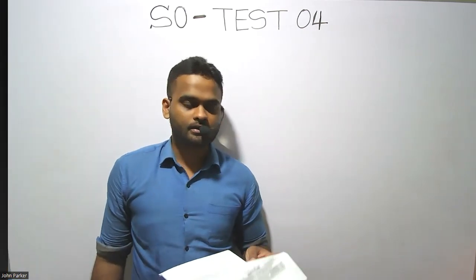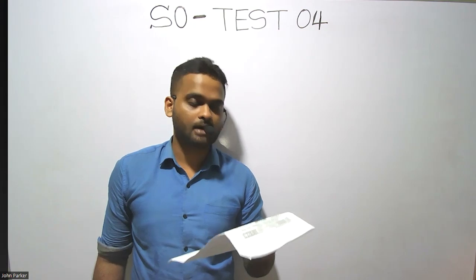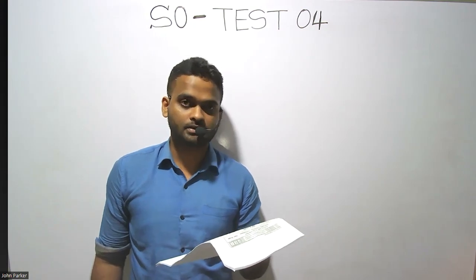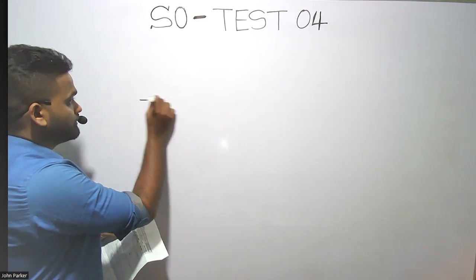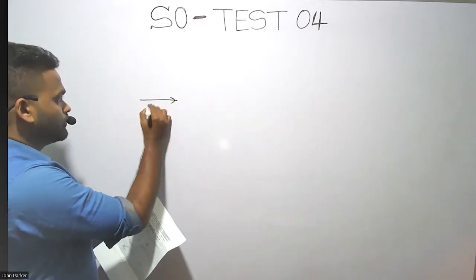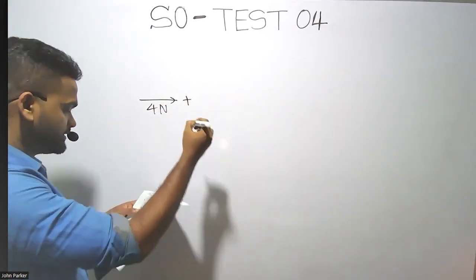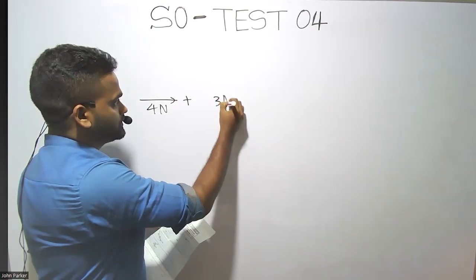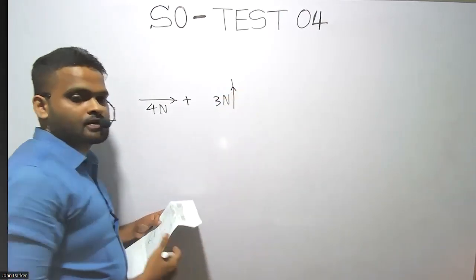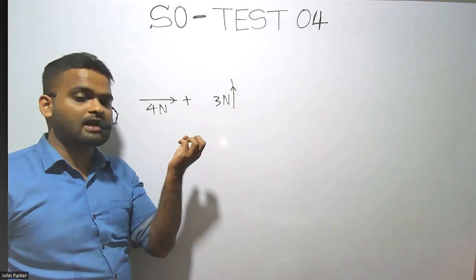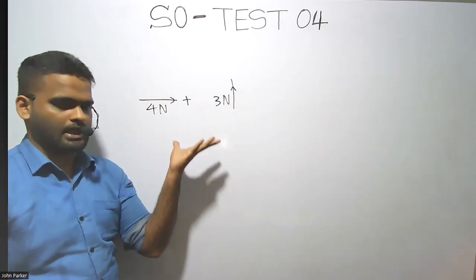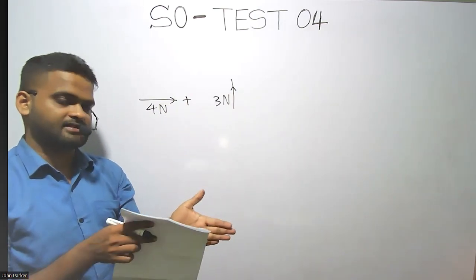Right, third one, find the magnitude of the sum of forces below. These are forces, so they are vectors, right? We have been given forces: 4 Newton and 3 Newton upwards. These can be two forces acting on one object, or at different places. At the same place, it doesn't matter.